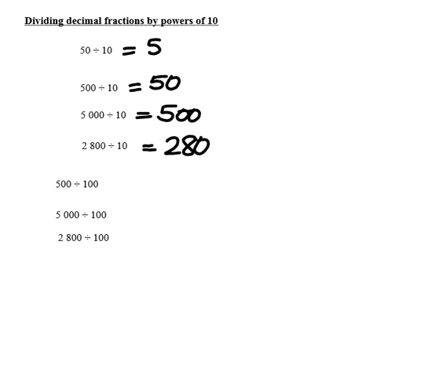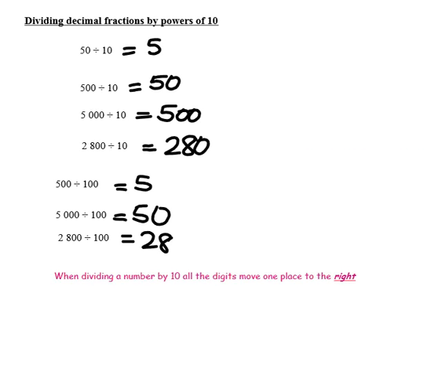280. So what is happening? It's the inverse of what we did when multiplying with powers of 10. Remember, the digits moved to the right. Now the digits are moving left. 500 divided by 100? 5. 5,000 divided by 100? 50. 2,800 divided by 100? 28. Okay, you need to go and learn this rule.